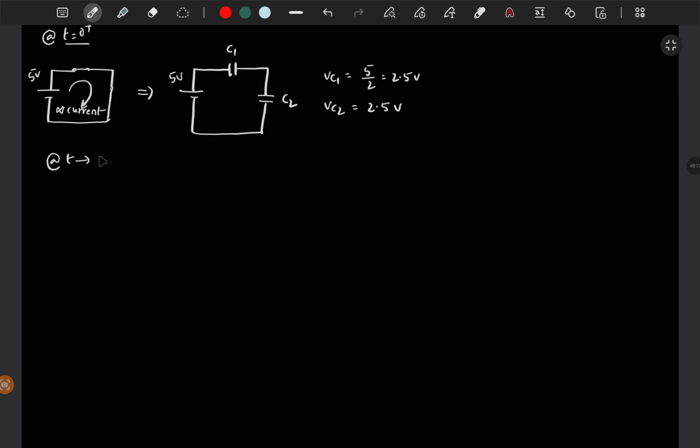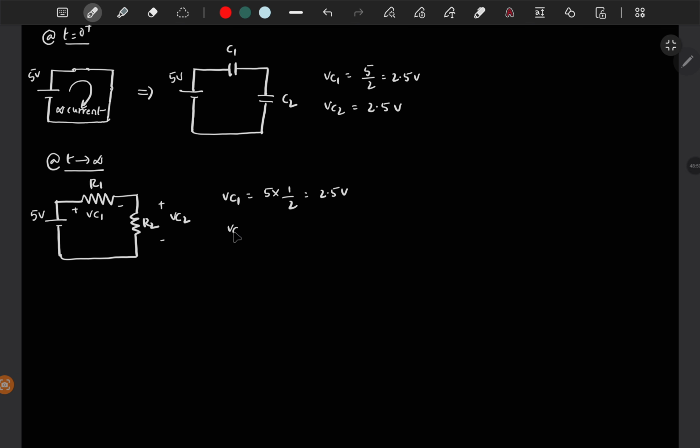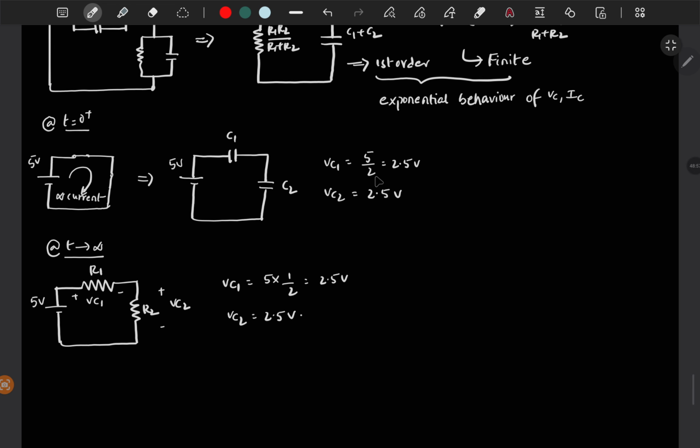Now what happens at t tends to infinity? Since both the capacitors are open circuited, you have these two resistors, R1, R2 and 5 volt. Across this you have open circuited capacitor C1 and this is open circuited capacitor C2. So VC1 is 5 times R1 by R1 plus R2. Since R1 and R2 are equal, you will get 2.5, and VC2 is also 2.5 volt. So at t is equal to 0 you have 2.5, and at t tends to infinity you also have 2.5.